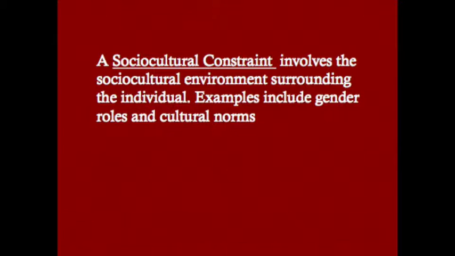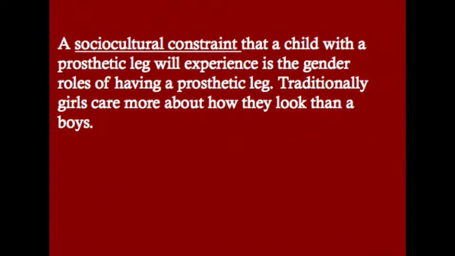A sociocultural constraint involves the sociocultural environment surrounding the individual. Examples include gender roles and cultural norms. A sociocultural constraint that a child with a prosthetic leg will experience is the gender roles of having a prosthetic leg. Traditionally, girls care more about how they look than boys.